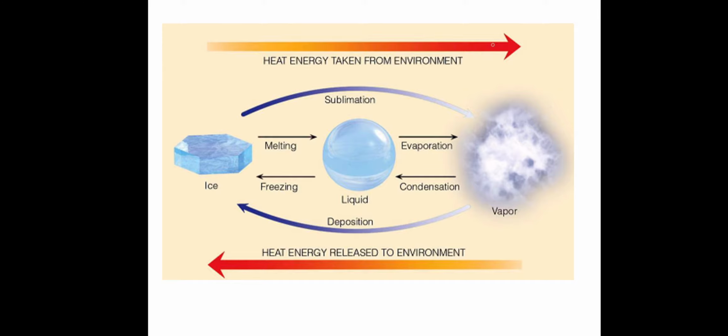We've got a couple more that you may not be aware of. We've got solid straight into a gas, which is a process called sublimation, at the top. And then at the bottom, we've got vapor turning straight into a solid, which is called deposition. And then the top two lines, heat energy taken from the environment, and the bottom one, heat energy released to the environment. So if you want to pause and take note of any keywords that you may need, please feel free to do so. And I'm going to move on.